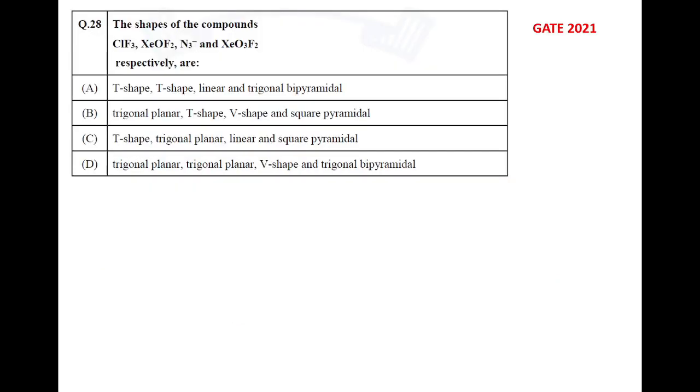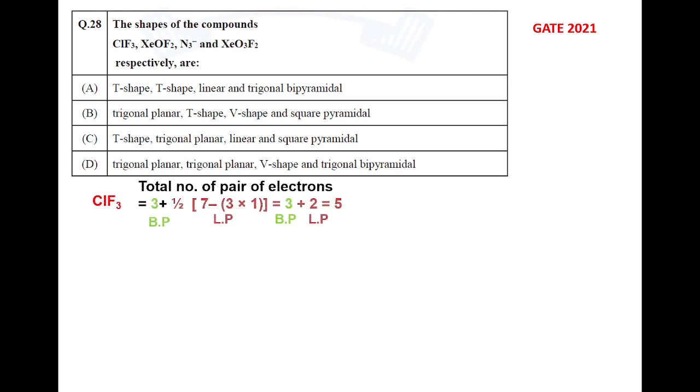Okay, coming to another question, this question asked in GATE 2021. The shape of the compound ClF3, XeOF2, N3 minus, XeO3F2. Same process. All the shapes are given in the choice. So first we'll discuss ClF3. By calculating the total bond pair and lone pair, we get 3 bond pair, 2 lone pair. The shape of ClF3 is a trigonal T shape.